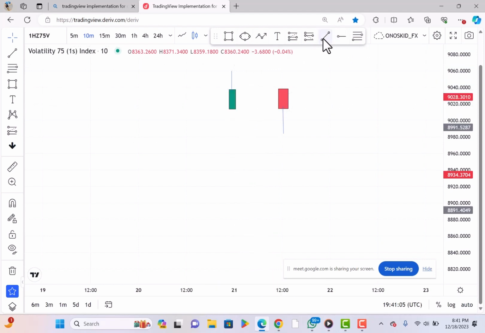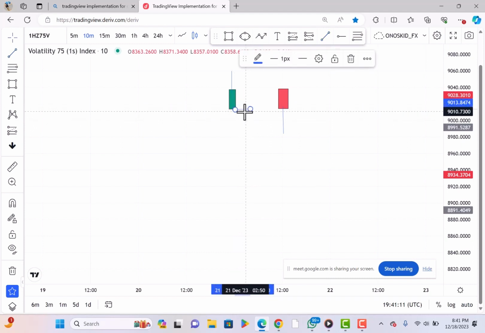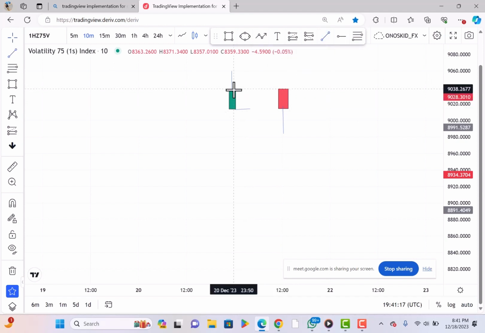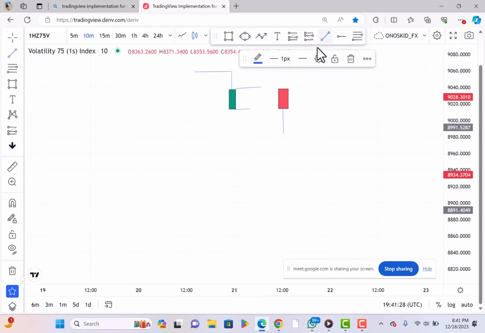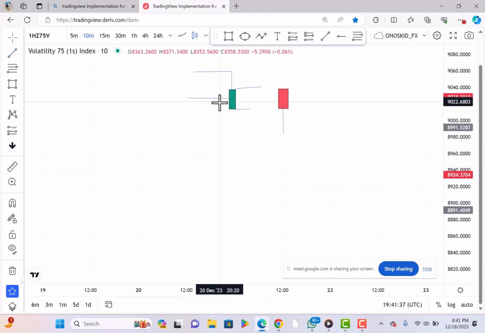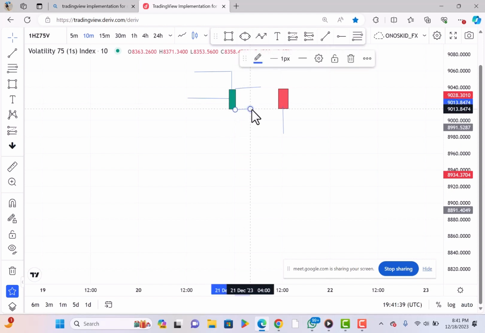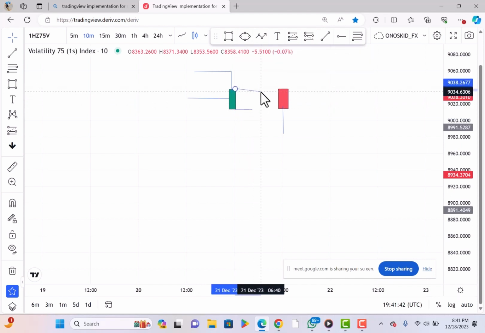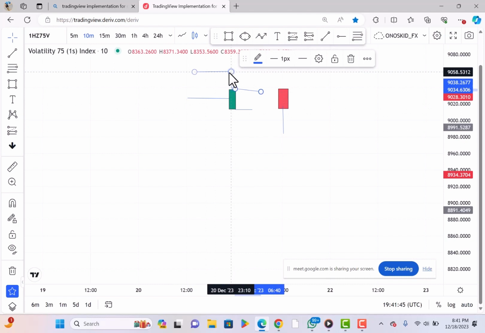This is the open price. We have the closing price. We have the high, and then this is the body. The whole portion here is called the body of the candle. Okay, so this is what a bullish candle is made up of. This is the open, this is the close, this is the body, and this is the high.